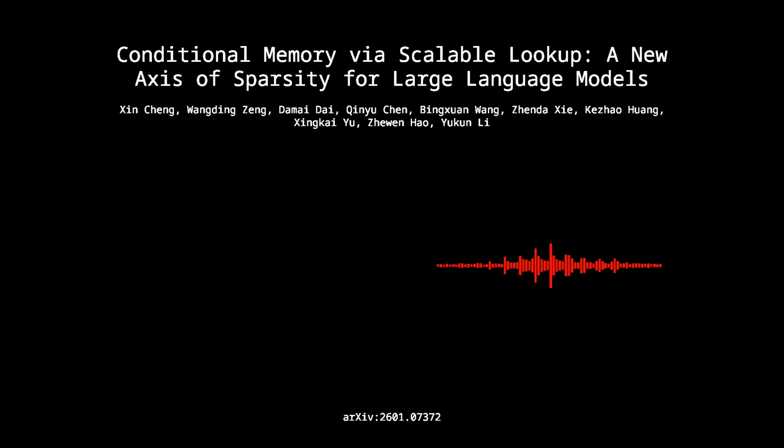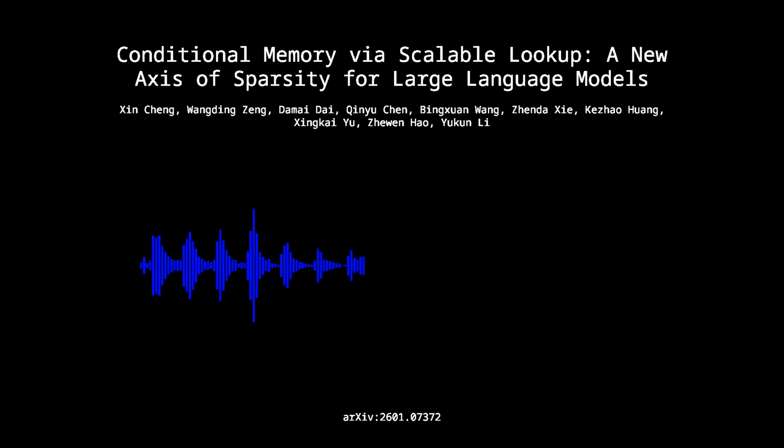Okay, so let's unpack the architecture. The paper sets up this really clear conceptual split. You have compositional reasoning, which is dynamic and handled by MoE. And then you have knowledge retrieval, which is local, static, stereotyped. And that's now Engram's job. It's a structural separation of storage from computation.